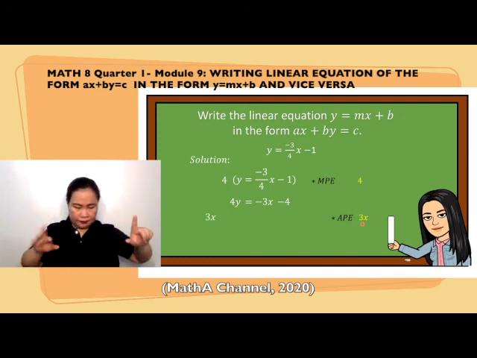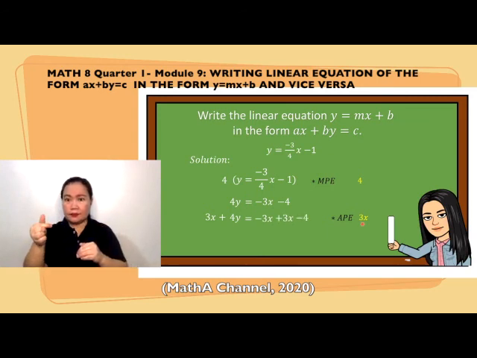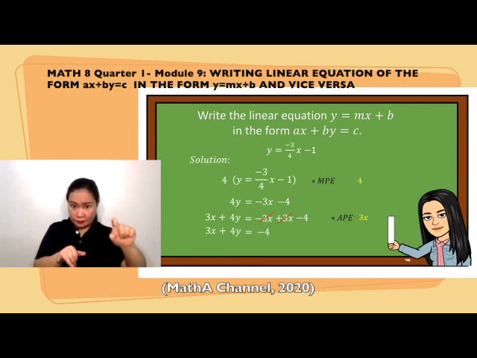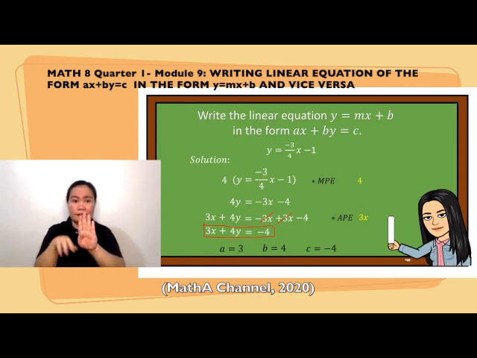So, that would become 3x plus 4y equals negative 3x plus 3x minus 4. And then, let us simplify. 3x plus 4y equals, negative 3x plus 3x will be cancelled out. So, the remaining term is equal to negative 4. So, our standard form now is 3x plus 4y equals negative 4. So, a is equal to 3, b is equal to 4, and c is equal to negative 4.